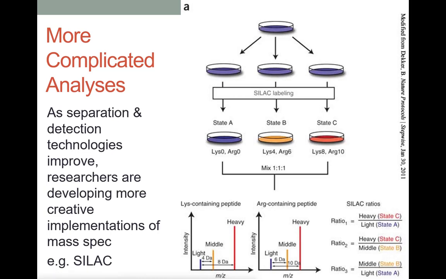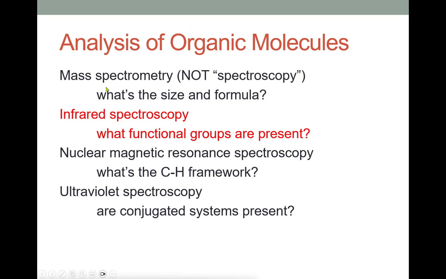So that's it for mass spec. It's a tricky thing to deal with. Remember that with mass spec, what you're looking for is basically what's the size and what's the formula. We can do some rudimentary functional group analysis with mass spec by looking for certain patterns, but it's not great. In another discussion, we will pick up and look at infrared spectroscopy, which really will help us figure out which functional groups are present in the molecule. So that's for another day.